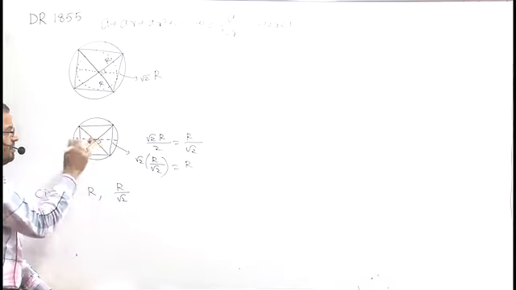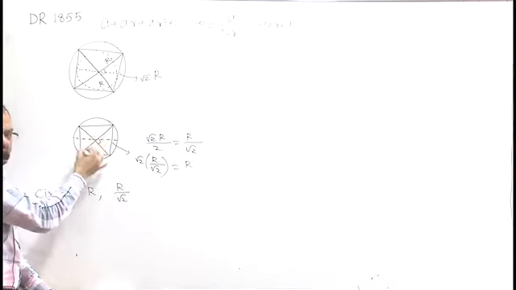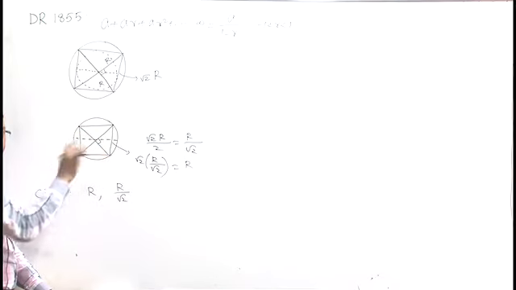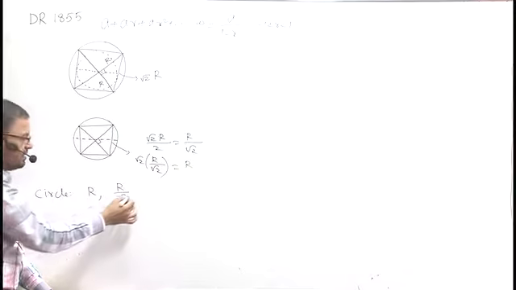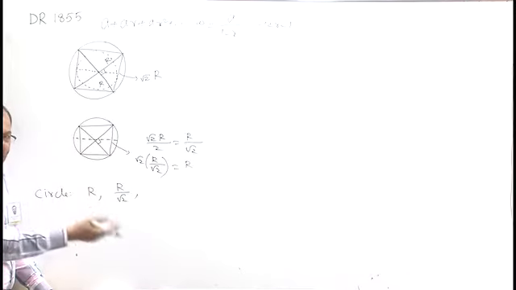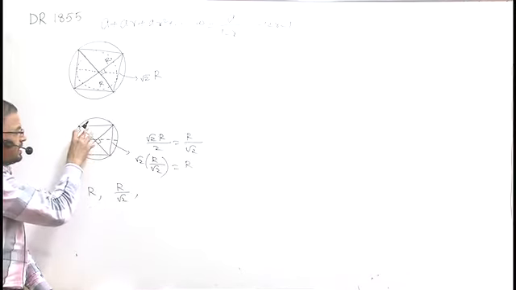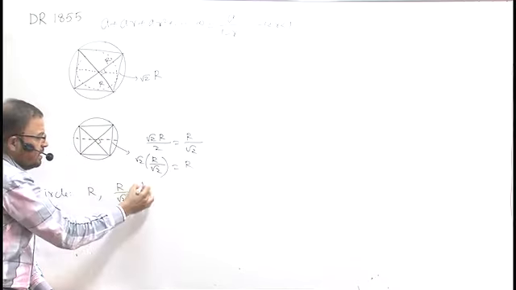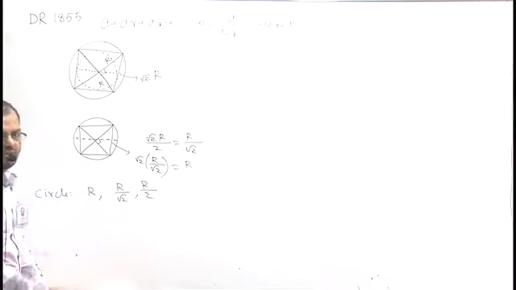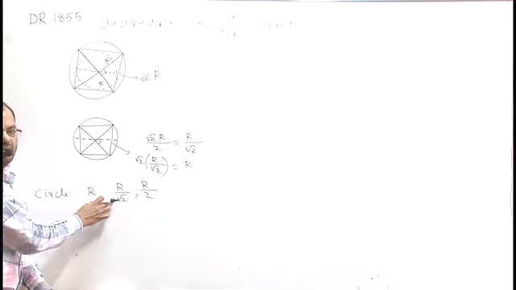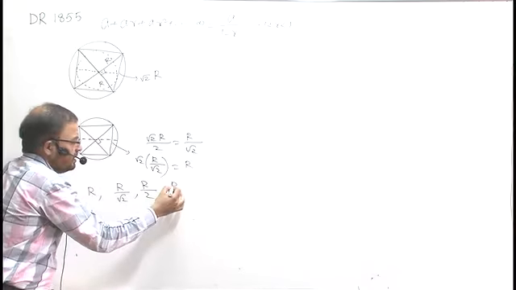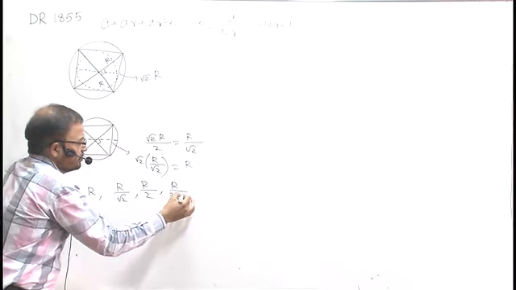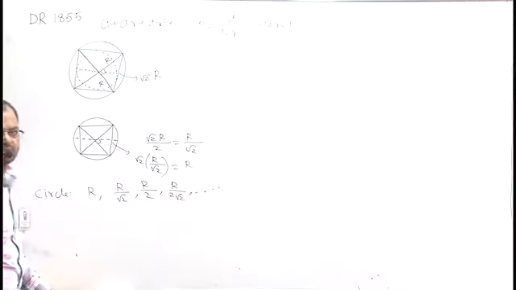The next step, I have to inscribe a circle in this and again find the radius. That means mathematically I have to do the same thing. To write the radius of the next circle, I divide this radius by root 2, so it is R by 2. For the next radius also, I divide by root 2. It is R by 2 root 2. It continues. These are the radii of the circles.